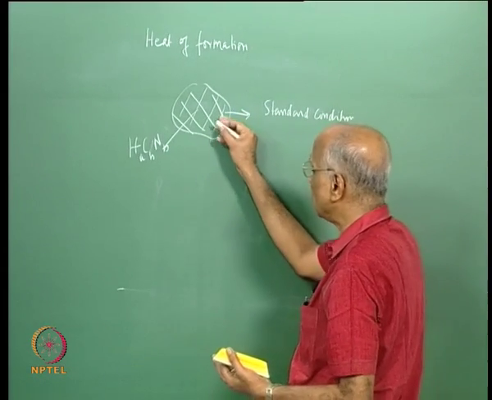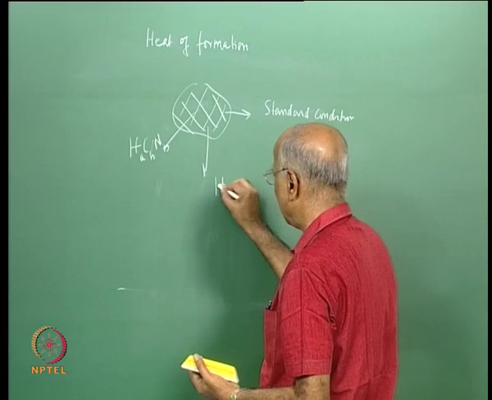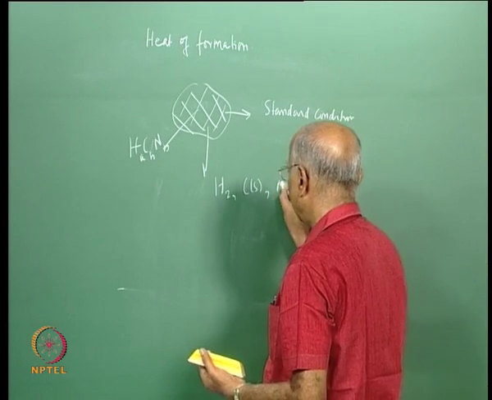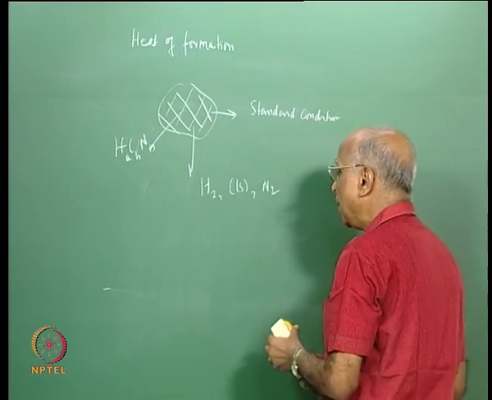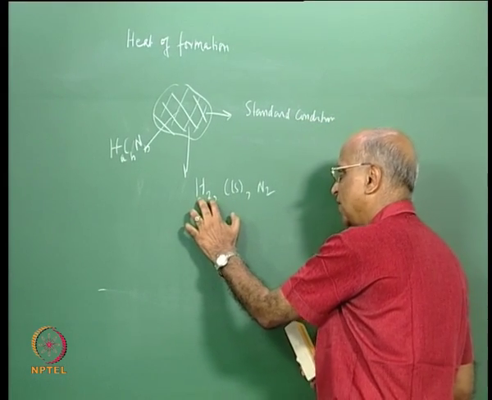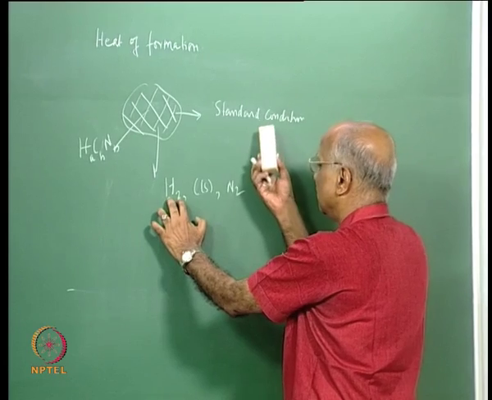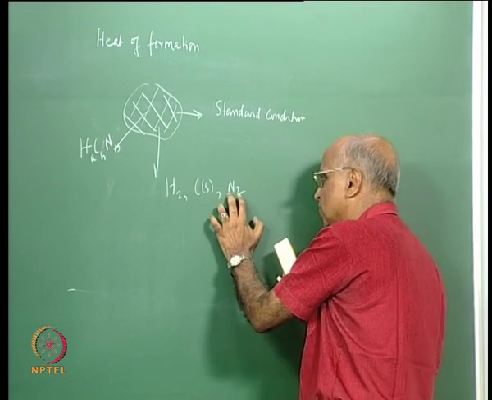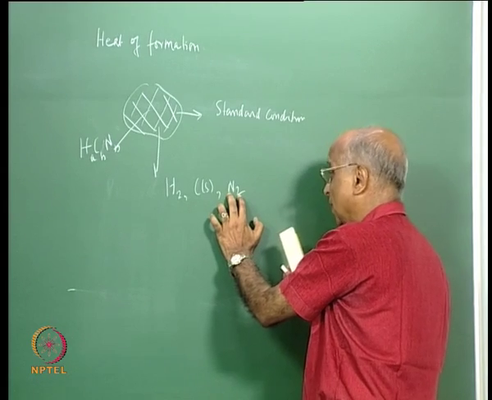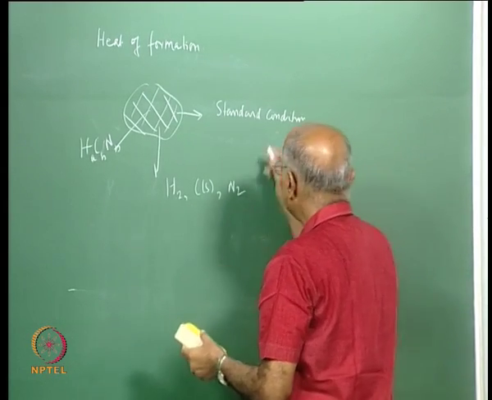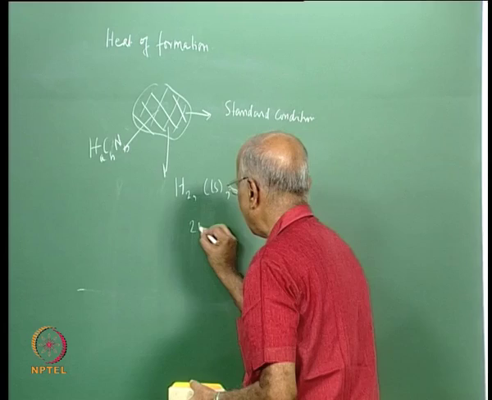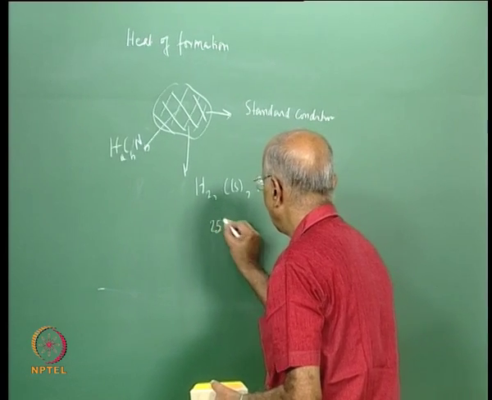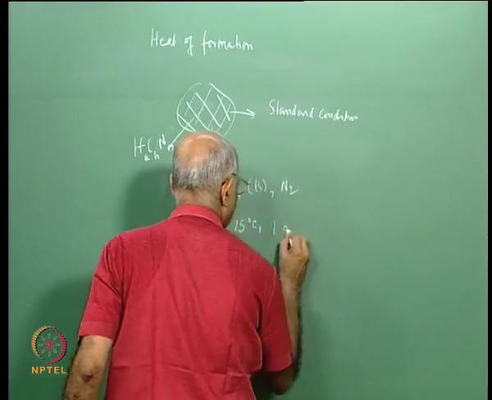What are the elements which constitute this? They are again hydrogen, carbon as a solid, and nitrogen as a gas, and mind you, these are all substances. Hydrogen is a gas under standard conditions, carbon is a solid under standard conditions, and nitrogen is a gas under standard conditions. The standard condition is taken as 25 degrees centigrade and 1 atmosphere pressure.